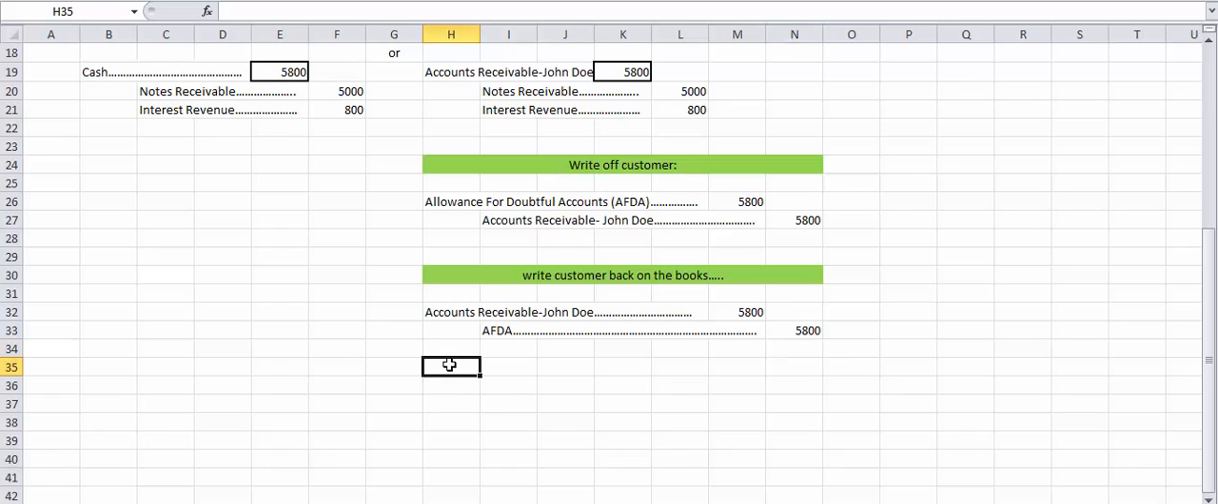So when that happens, you have to do a second entry, and we're going to debit cash. Remember, the whole reason why we're doing these 2 entries is because the customer unexpectedly paid us. So we're going to debit cash for the 5,800, and we're going to get rid of the accounts receivable the way you always hope to get rid of accounts receivable, because the customer has paid you money.